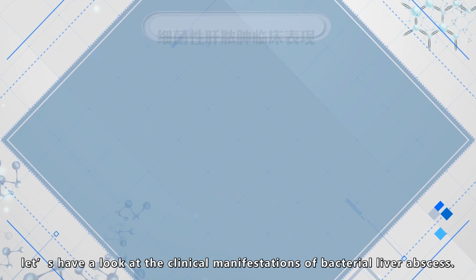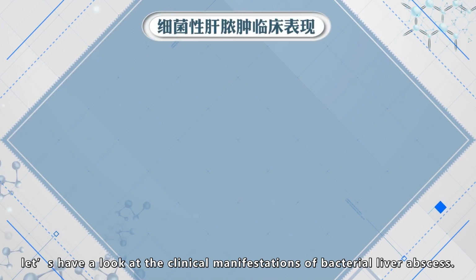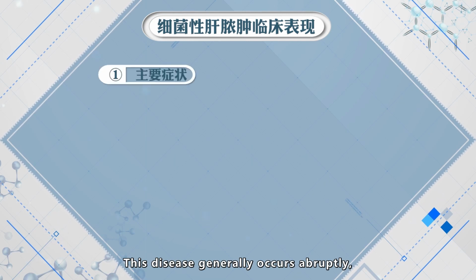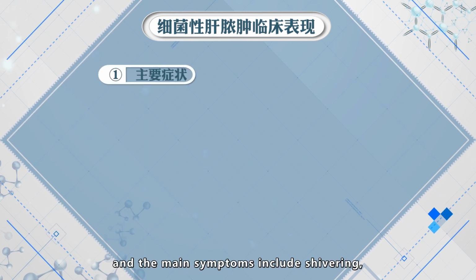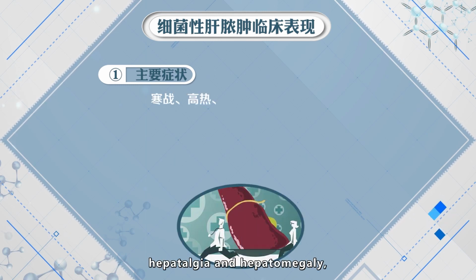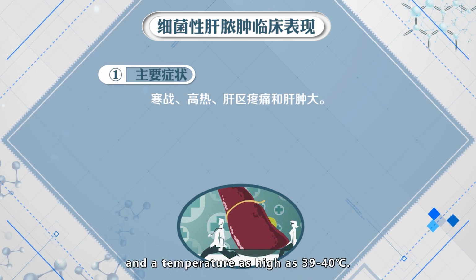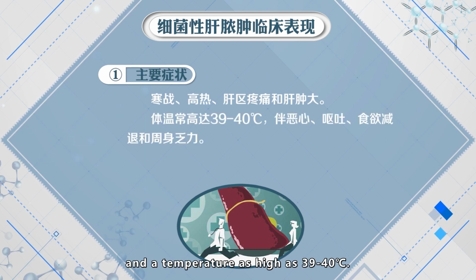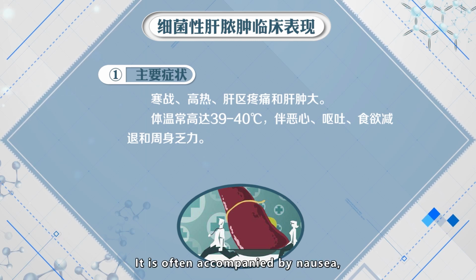Next, let's have a look at the clinical manifestations of bacterial liver abscess. This disease generally occurs abruptly, and the main symptoms include shivering, hyperpyrexia, hepatalgia, and hepatomegaly, and a temperature as high as 39 to 40 degrees centigrade. It is often accompanied by nausea, emesis, decreased appetite, and weakness.